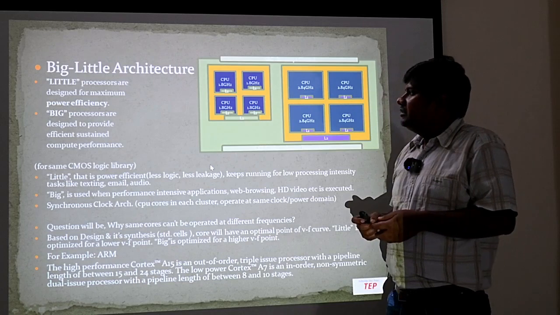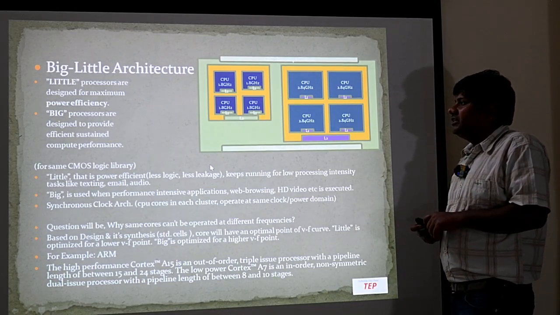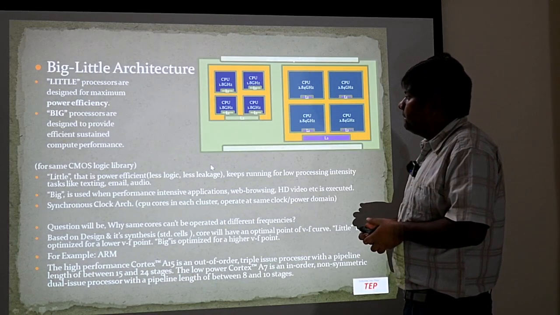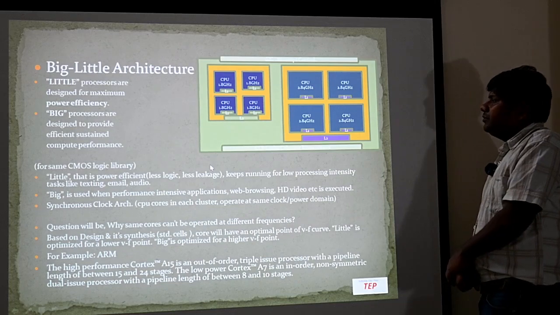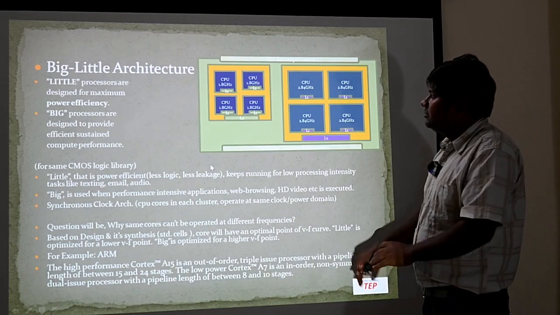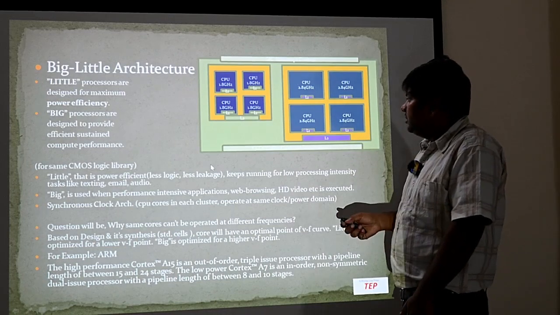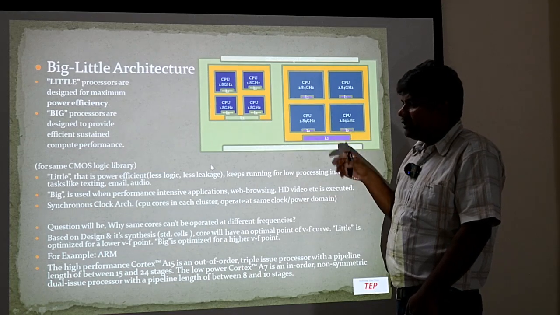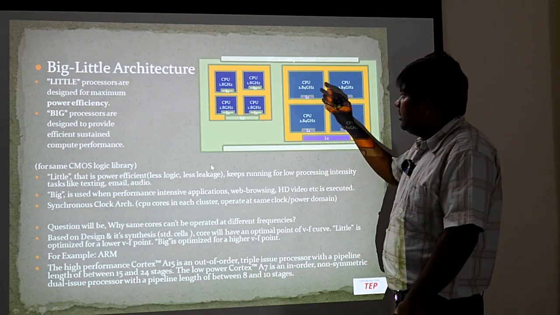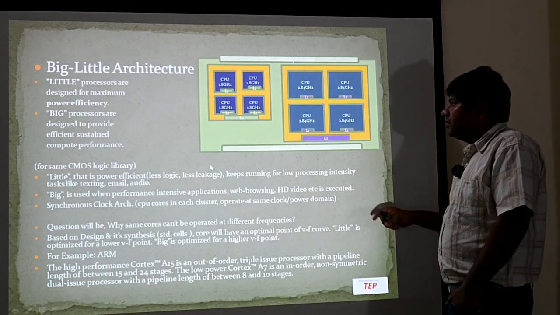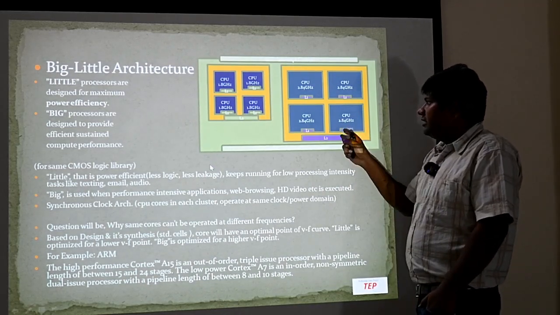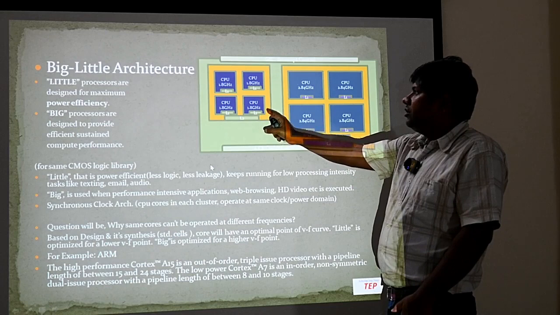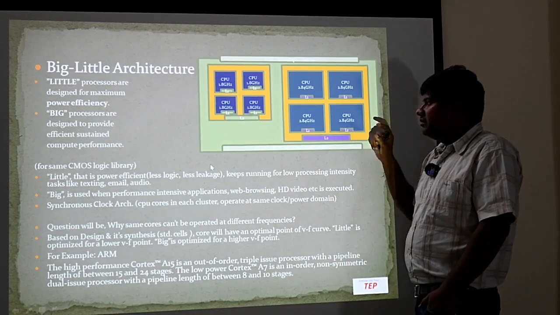Okay, this is one topic of big little architecture. This is primarily for saving power. It is one of the architectures used for CPU cores in mobile or CPUs, even in PCs or laptops. So what happens here? There are two clusters of cores. In this case, let's say there are two clusters of 4 cores each, and one cluster is called little and another cluster is called big.